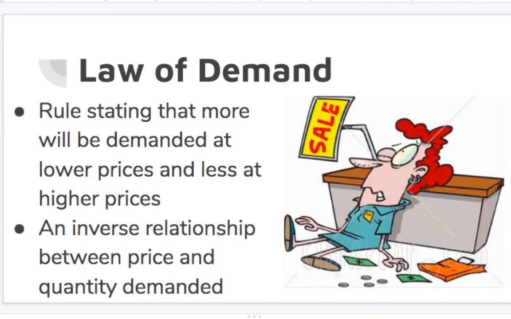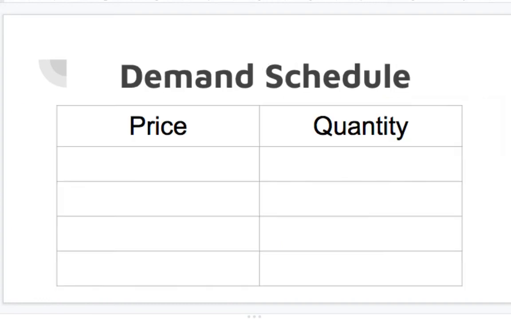The law of demand is a rule stating that more will be demanded at lower prices and less at higher prices. It's an inverse relationship between price and quantity demanded. So again, if it's expensive, fewer people are going to buy it. Think of designer purses or designer wallets. If they're super expensive, fewer people are going to be able to afford them. But if it's something smaller or cheaper, more people are going to be able to buy it.